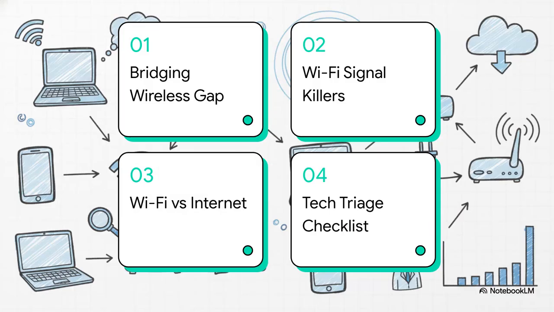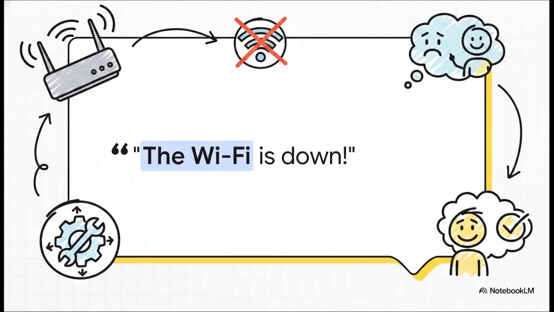Okay, let's dive straight into this. We'll be looking at bridging the wireless gap, identifying Wi-Fi signal killers, Wi-Fi versus internet issues, and finally, a tech triage checklist.